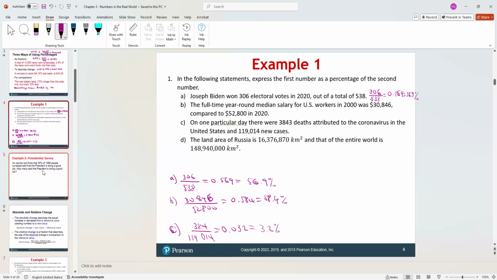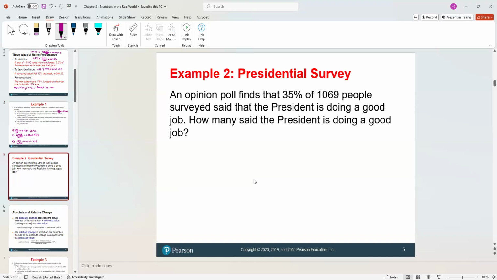Again, we can see some other examples using percentages. For example, here we talked about a presidential poll. I know it looks like the same thing we were just doing. But what we said here, an opinion poll finds that 35% of 1,069 people surveyed said that the president is doing a good job. Okay. How many said the president is doing a good job? So here, they give you the poll, 35% of 1,069.